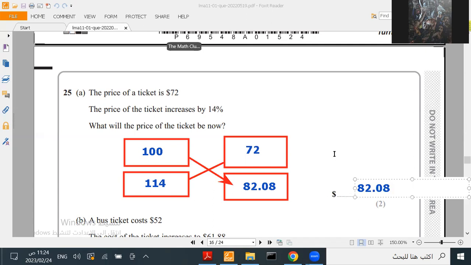So again, as we said, this is the original price. It was 72. How do we know it's the original? Because they said, what will the price of the ticket be now? Because this is before and this is now. Before means original. And this is the percentage increase. Because it's increased, I'm going to add it to 100. It became 114. That's why I put it like this. We put 100 here and this is the original percentage, original price. And this is the increase and this is the price after the increase. And this is how you answer a question like this. Now, let's move on to another question.